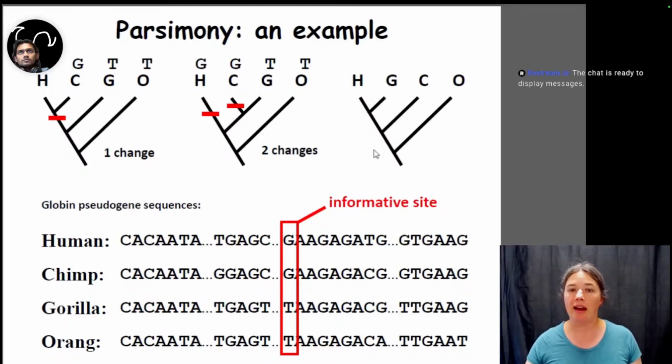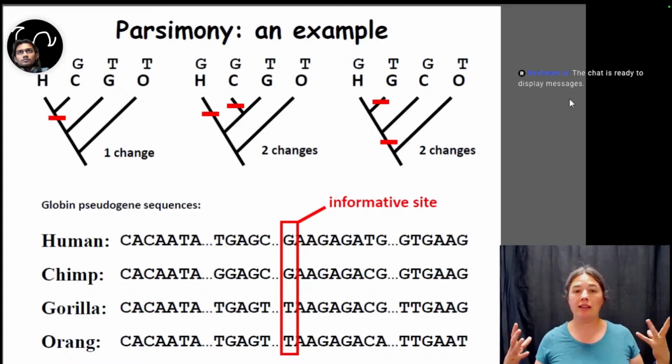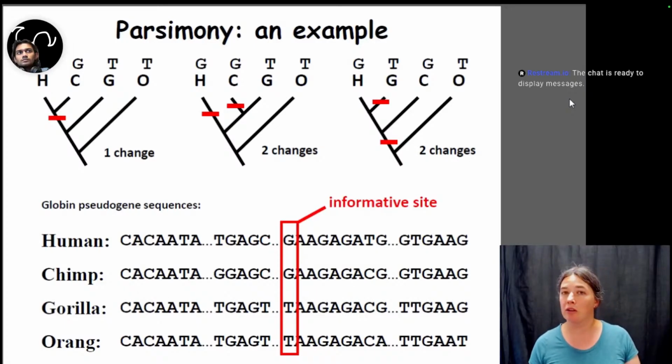And then for the last tree, similar scenario. Here I've illustrated the change in the whole group and then changing back in the gorillas, but it's the same deal. You have two evolutionary changes. So if you're looking at these trees based on this one site within the genome, which tree is most parsimonious? Well, tree number 1 only requires one evolutionary change, so it is the most parsimonious tree.